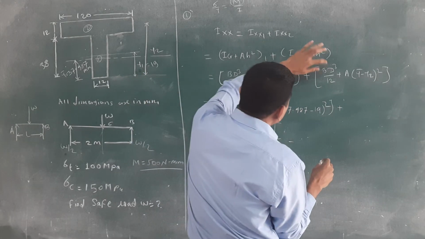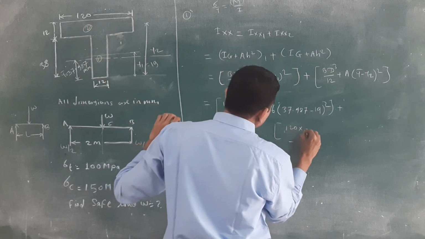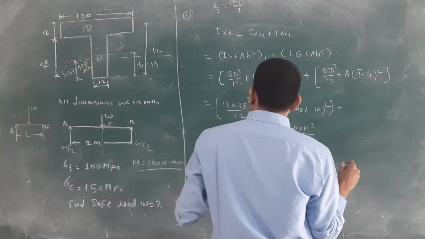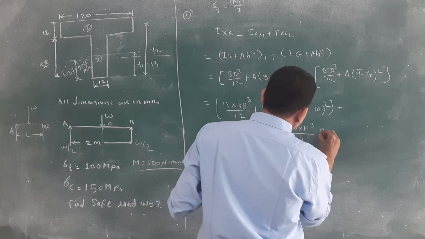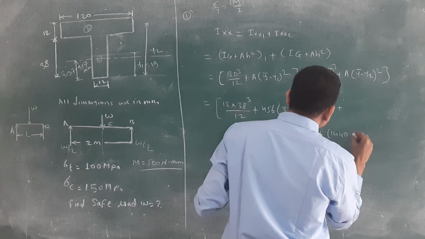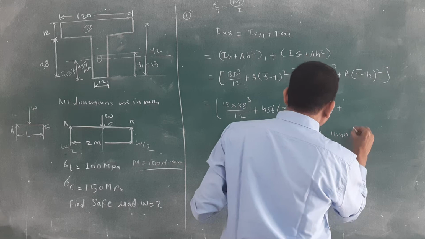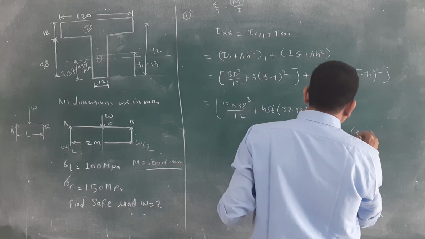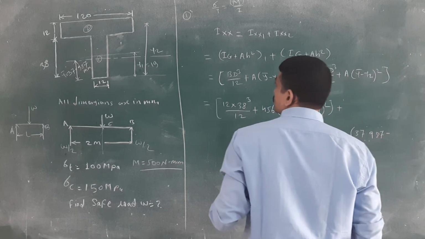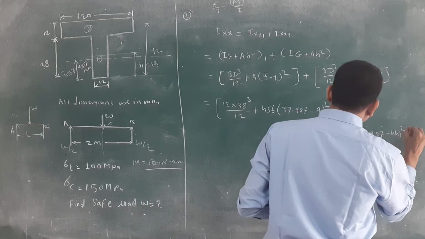Plus, again, bd cube divided by 12. This one, d is 120, 12 cube divided by 12. Again plus, what is the area? 1440. Then this one, 1440 into y bar, again 37.987 minus what is the y value? We have calculated 44, bracket square.